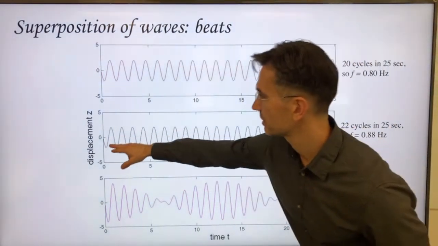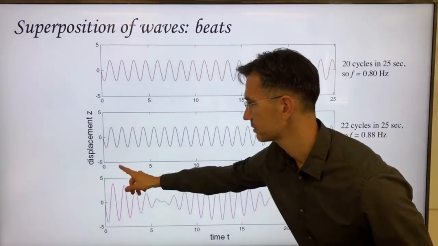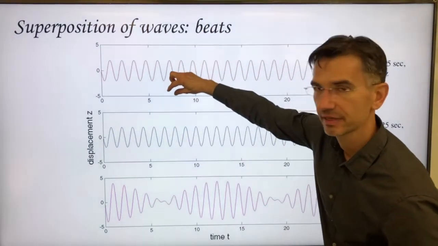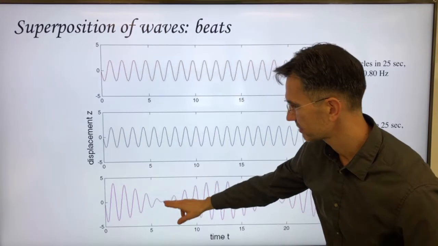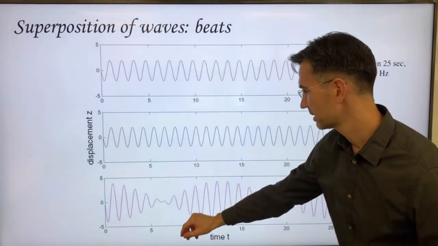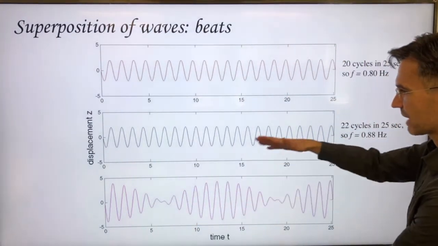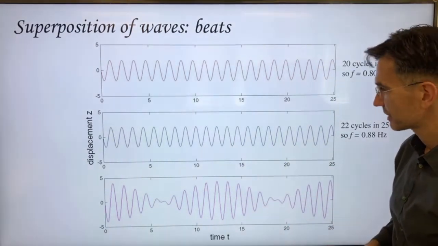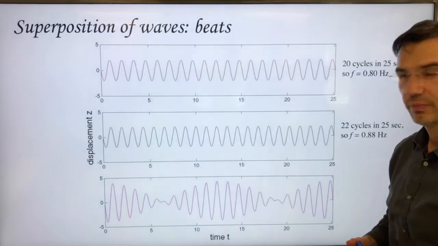In the beginning, when they're completely in phase, their amplitudes add up, so we have a wide oscillation. But after a little while they start to be out of phase. Here they're destructively interfering, and then again you have this increasing and decreasing amplitude. This is now the beat pattern. And as you can see, the beat pattern itself repeats.